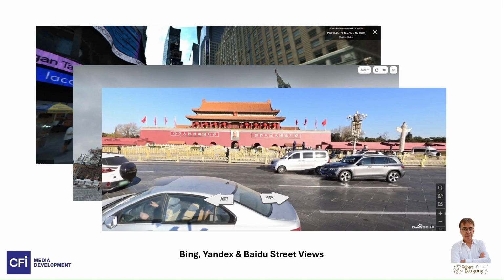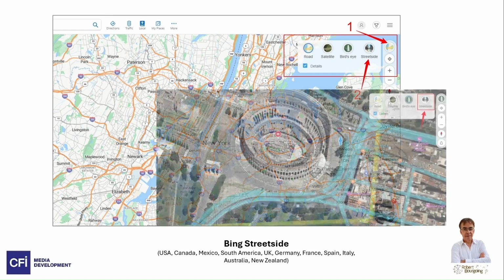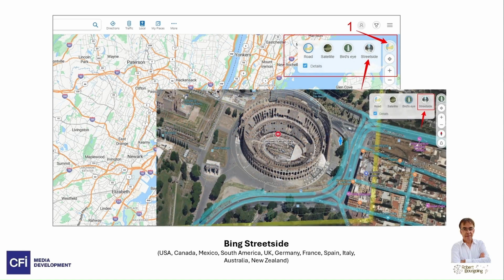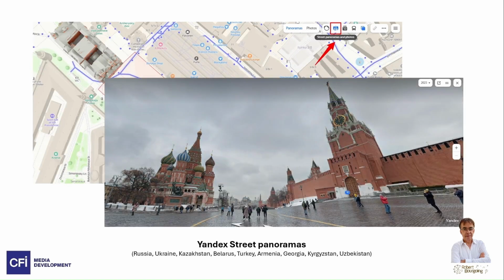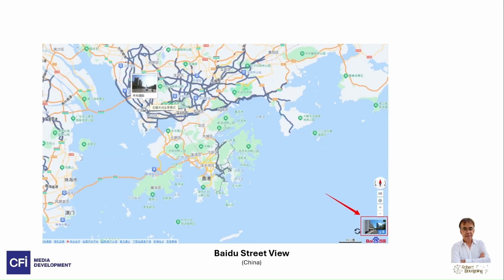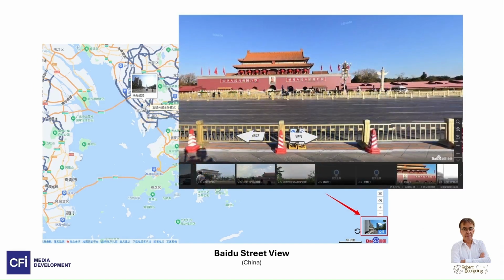bourgogne.com/CFI webpage. Bing Streetside covers North American cities and main roads, parts of South America, some European countries, Australia, and New Zealand. The Russian Yandex Street Panoramas covers Russia, some former Soviet republics, and Turkey. Although Chinese Baidu Street View may be limited to China, it's the only mapping service that provides extensive access to street-level photography of its main cities and other parts of its territory.